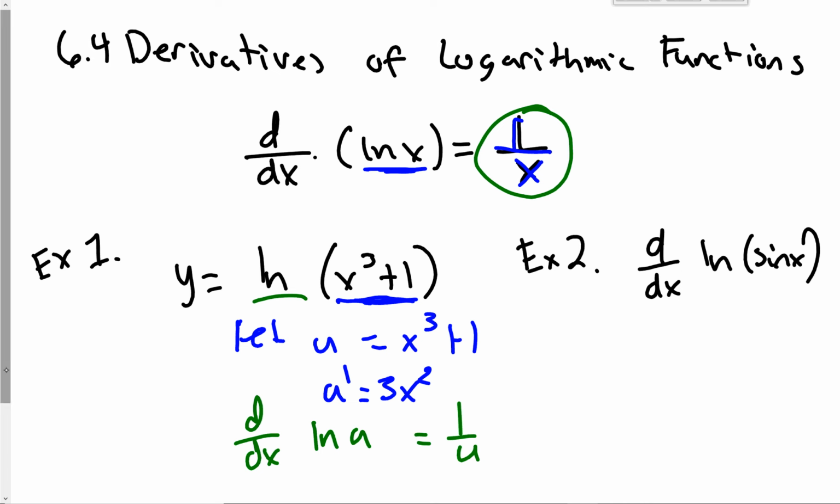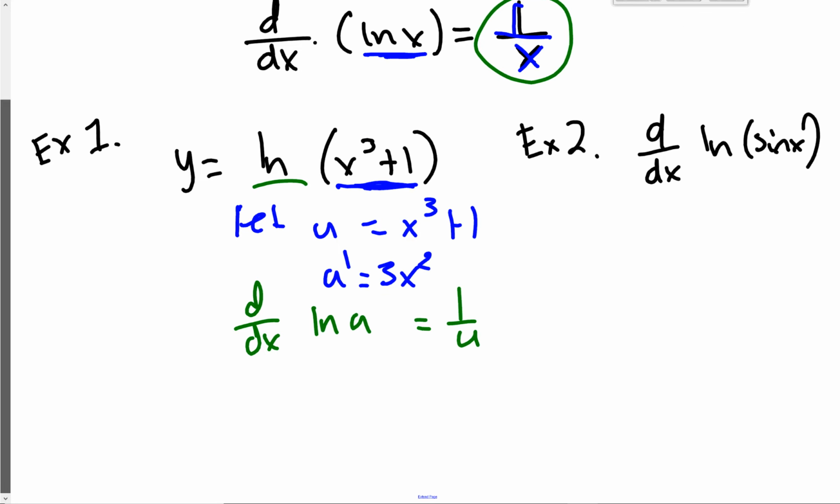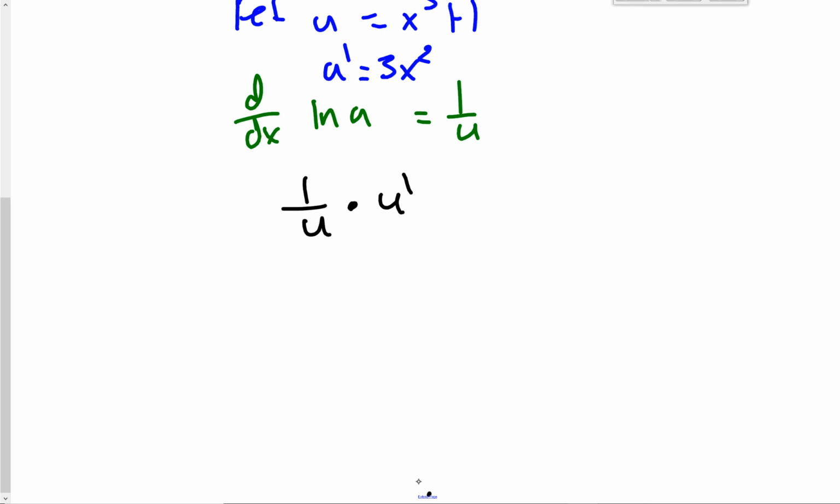That's the derivative of the outside, and now I leave the inside alone and times that by the derivative of the inside. So I take 1 over u and times that by the derivative of u, which I'll just say is u prime for now. Then I can plug u back in, which is x cubed plus 1, and times that by the derivative of u, which is 3x squared. You don't have to use u. I won't use u in the next one, but you don't have to.